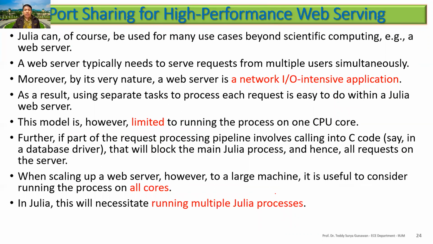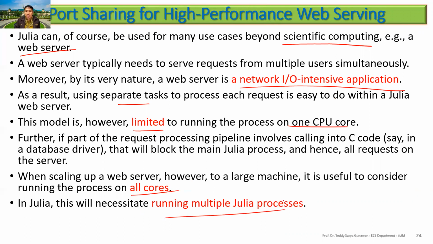Julia of course can be used for cases beyond scientific computation. You can also use it for a web server. A web server by nature is a network I/O intensive application because you have requests from many users, so you can use separate tasks to process each request. However, the model is limited to running the process on one CPU core. When scaling up a web server, we need to be able to use all cores, so we want to run multiple Julia processes.